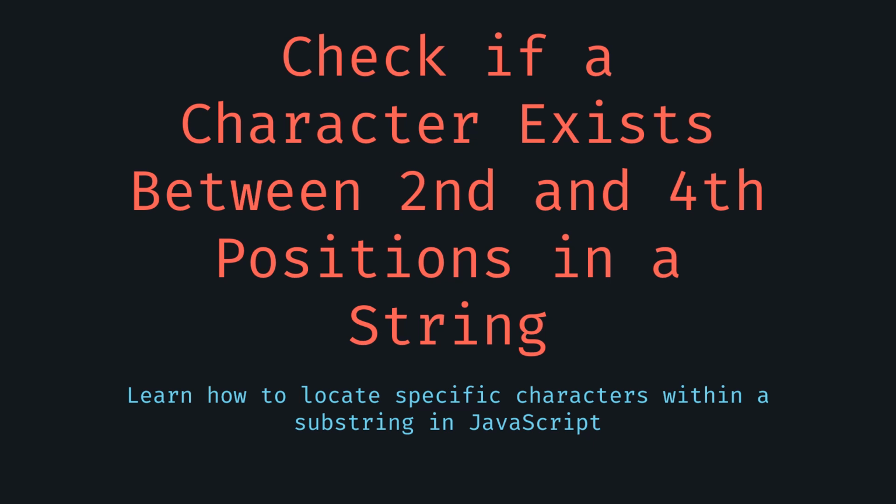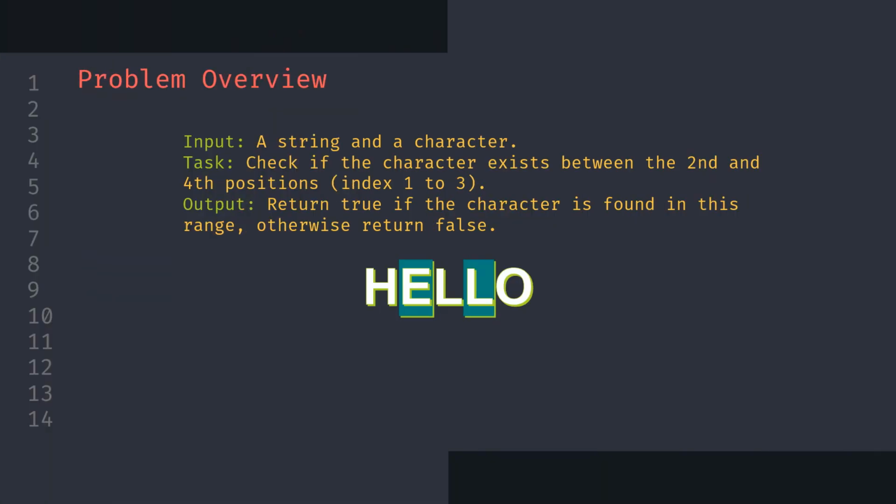Welcome. In this video, we'll learn how to check if a specified character exists between the second and fourth positions in a string using JavaScript. Let's get started. Our goal is to check whether a character exists between the second and fourth positions of a string. We'll return true if it's found and false otherwise.